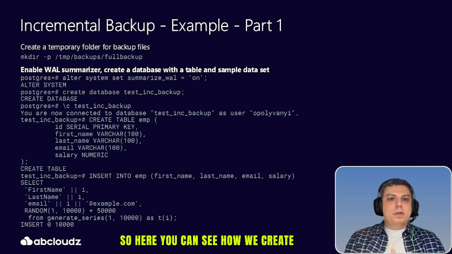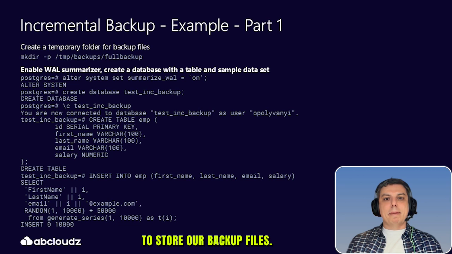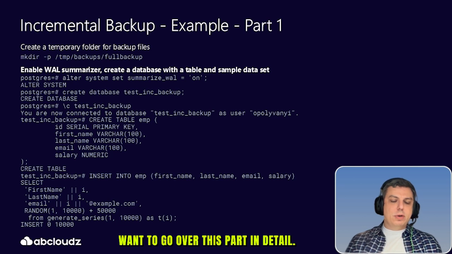So here you can see how we create a temporary folder to store our backup files. Then we enable the WAL summarizer, and I want to go over this part in detail.